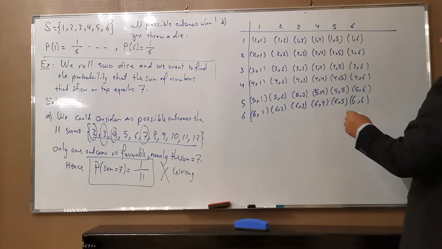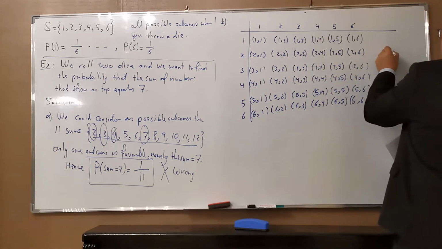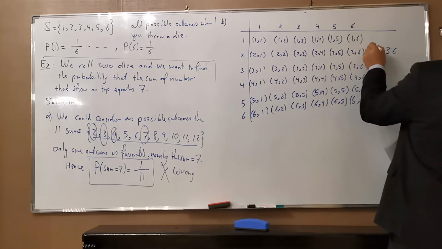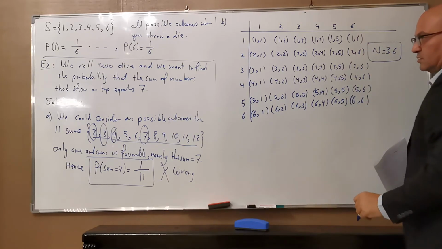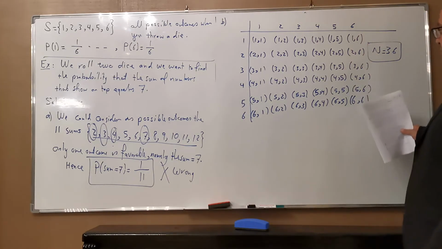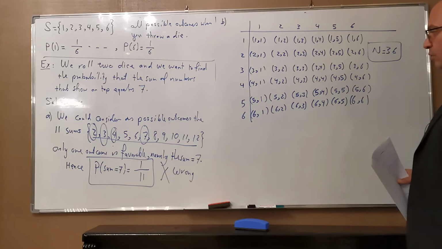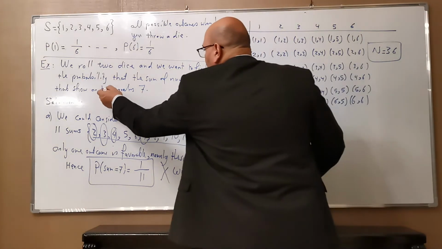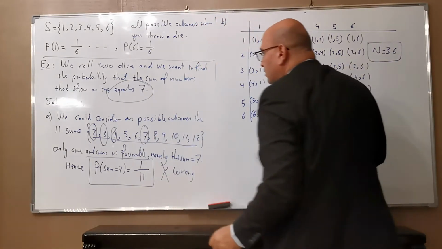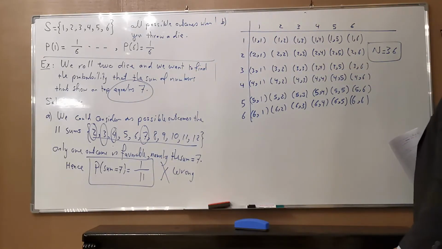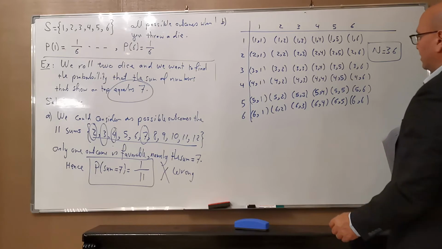So you have 6 times 6, you have 36. So your N is equal to 36. We have 36 different possible outcomes. We are in favor of the sum when the sum equals 7. What combinations give me 7?